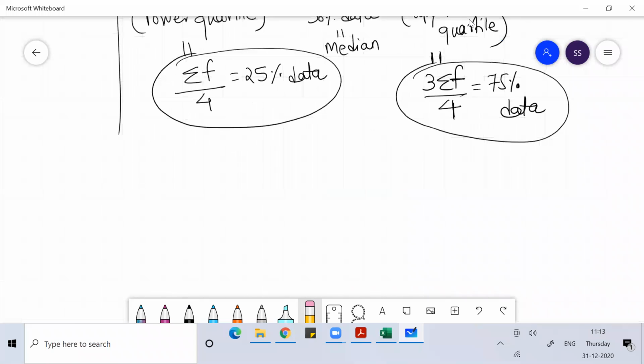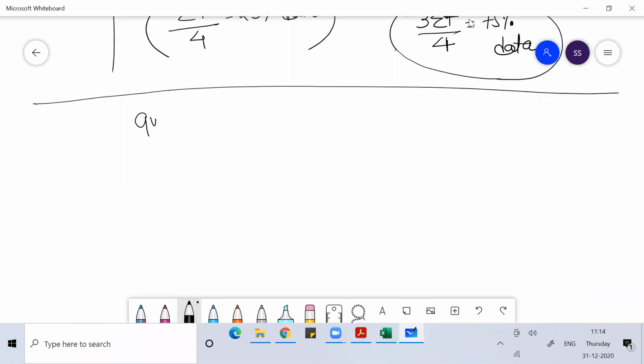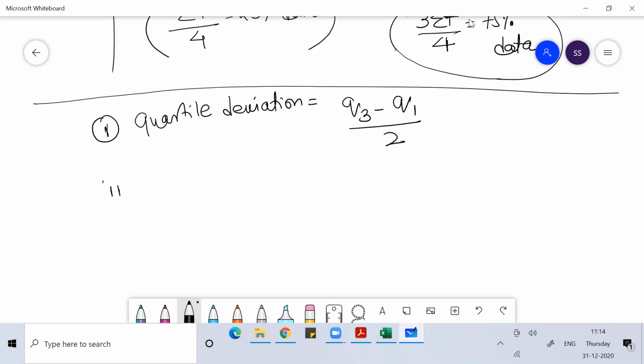So you understood Q1, you understood Q3. Fine. So going further on your understanding of Q1 and Q3, you can understand a few more parameters. Quartile deviation. Quartile deviation basically means (Q3 minus Q1) by 2. That is quartile deviation. So just remember this. In case you get any problem on quartile deviation, you need to know quartile deviation means (Q3 minus Q1) by 2.